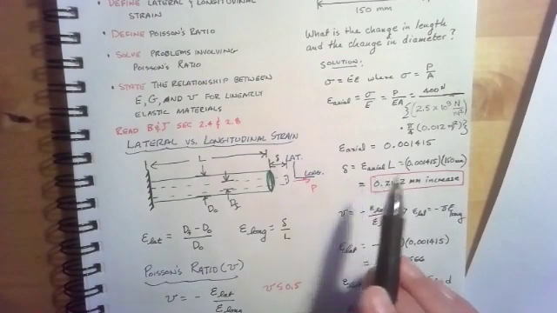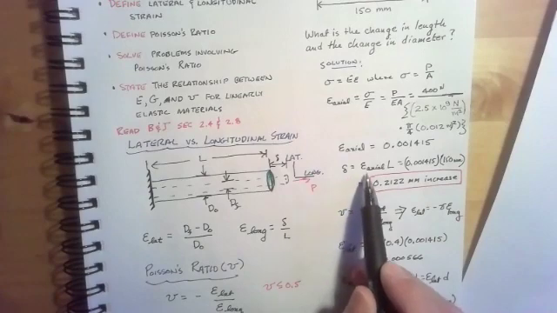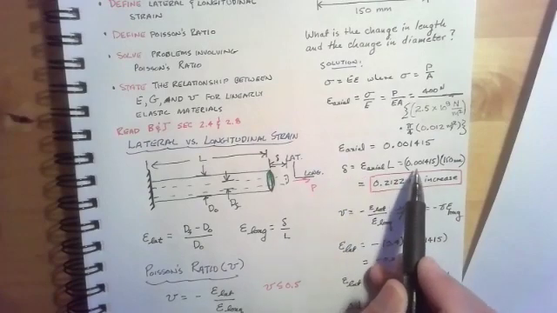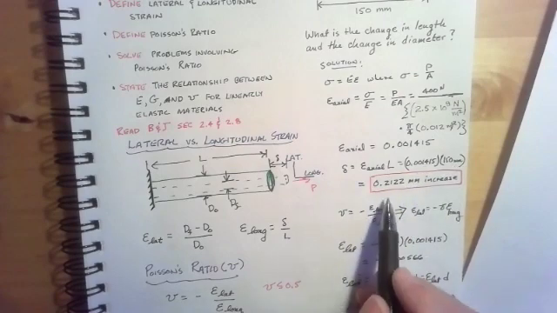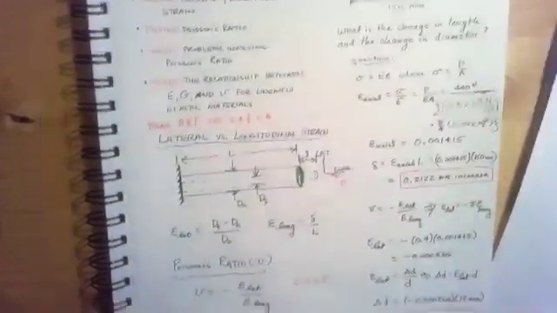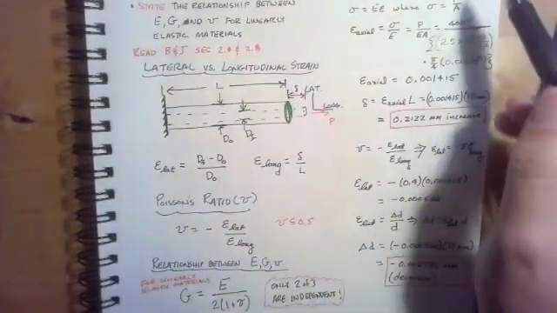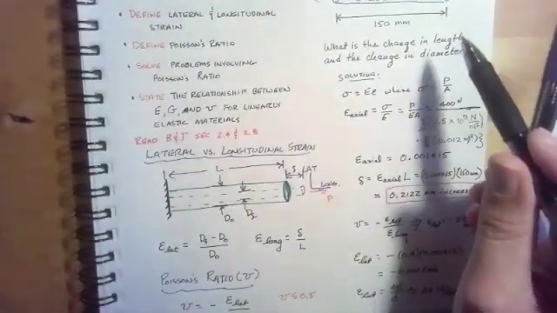Now, if I want to find out what the change in length of the rod is, which is a quantity that I'm asked for, the change in length of the rod, delta is equal to epsilon axial times L. So that would be 0.001415 times the length of 150 millimeters. And that would be a 0.2122 millimeter increase in the length of the rod. So that gets the first thing that I am asked for, the change in length.